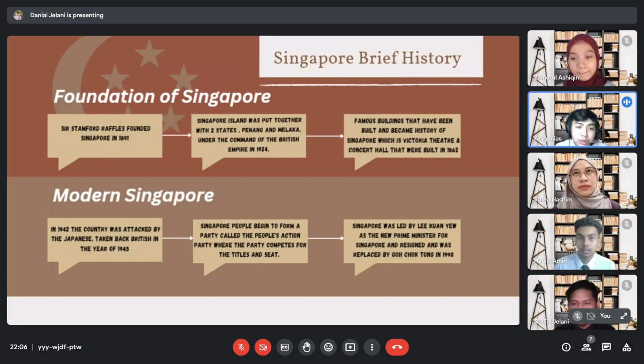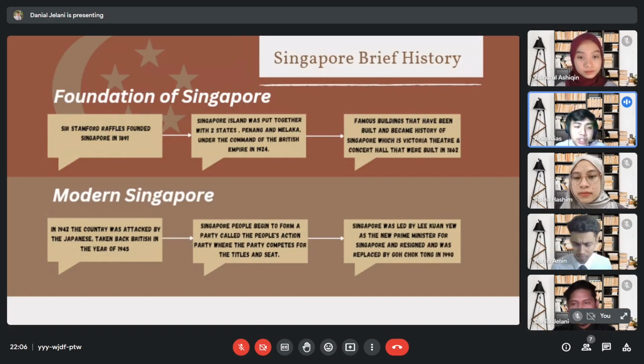The next one, Singapore Island was put together with two states, which are Penang and Malacca, under the command of the British Empire in 1924. And when the British were commanding Singapore, there were also famous buildings that were built and became part of the history of Singapore, which is the Victoria Theatre and Concert Hall, built in 1862.